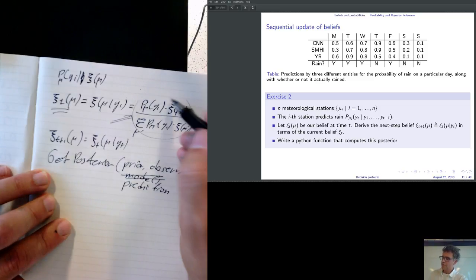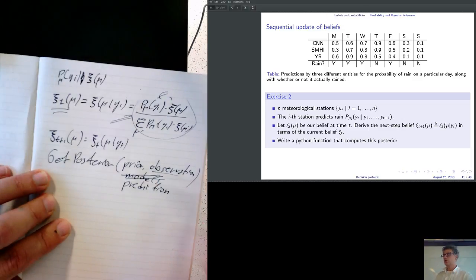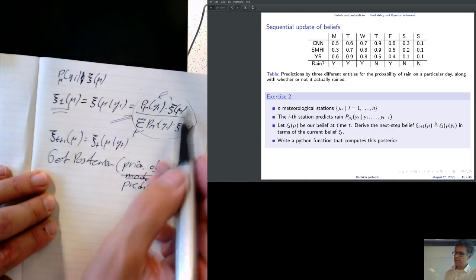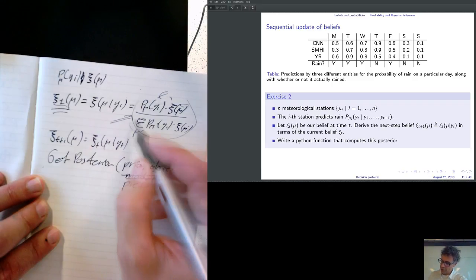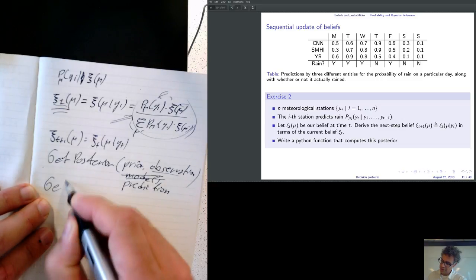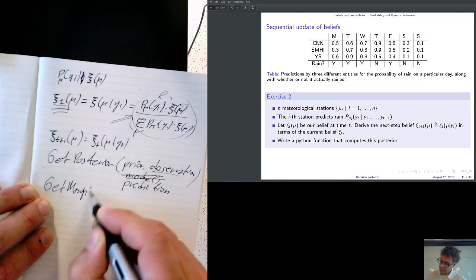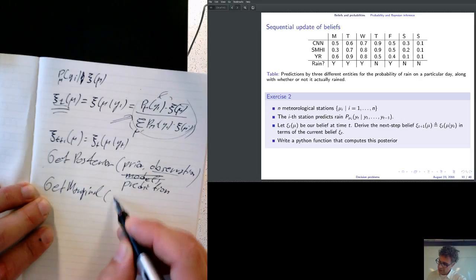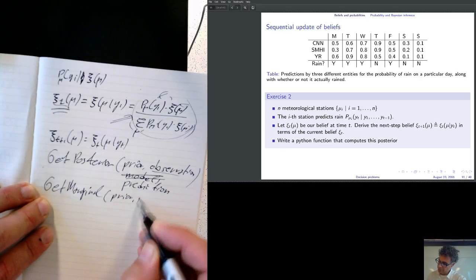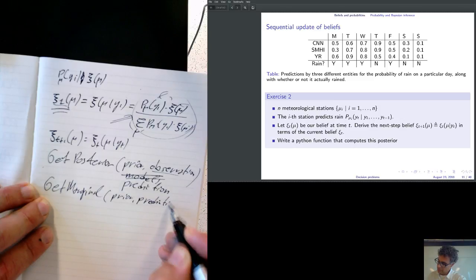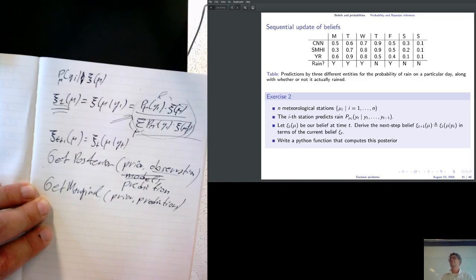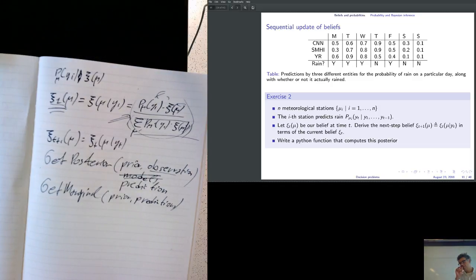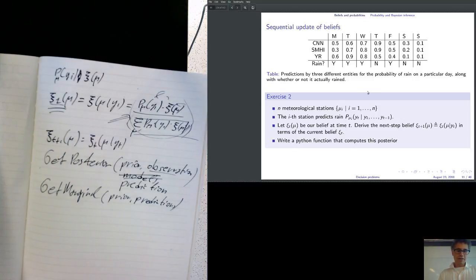The predictions are basically these probabilities, and the observations are what you actually observed, and the prior is this thing here, and the return should be this thing here. And one helper function should be get marginal, which just depends on the prior and the predictions. So these two methods are all you need, and this second method just calculates the sum here. You should be able to do this exercise. Okay, I think that's okay for now.